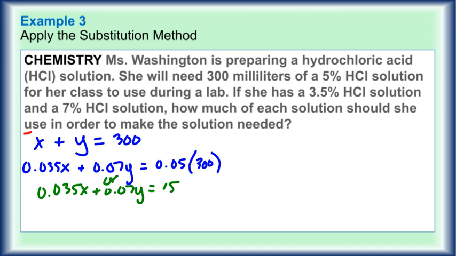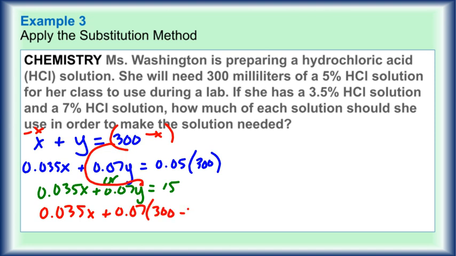Now here, I'm just going to solve for y. I'm going to subtract x on both sides. So this is what y is. I'm going to substitute that in for this y right here. So I have 0.035x plus 0.07 times 300 minus x equaling 15.